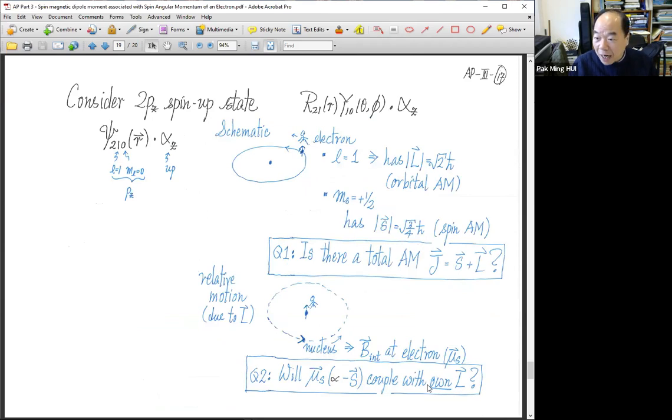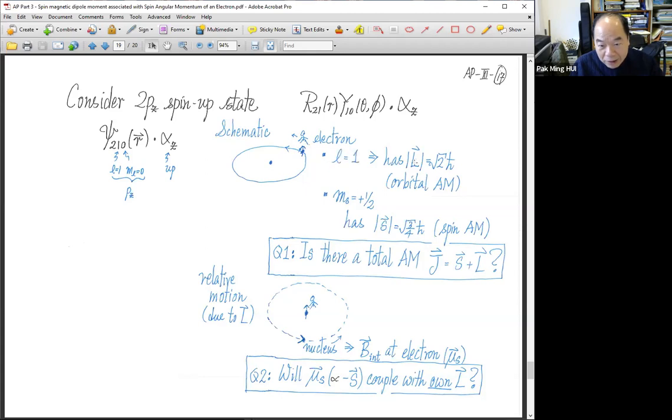So there are questions to ask that motivate the next big topics. We are going to discuss spin-orbit interaction. Why do we have this idea of spin-orbit interaction? A naive picture will be, let's say, this is the nucleus, hydrogen, this is the electron, it is in a 2p state, for example. L equals 1 is a p state.